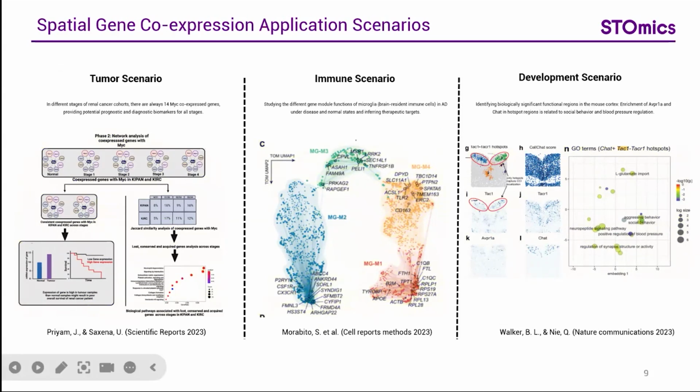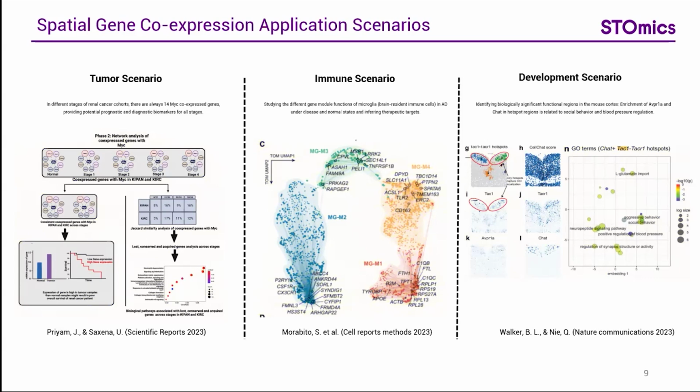Second, in immune research, researchers studied microglia in Alzheimer's disease and found that they exhibit different gene module information in disease and normal states. This discovery allows researchers to recommend some therapeutic targets for the disease state.